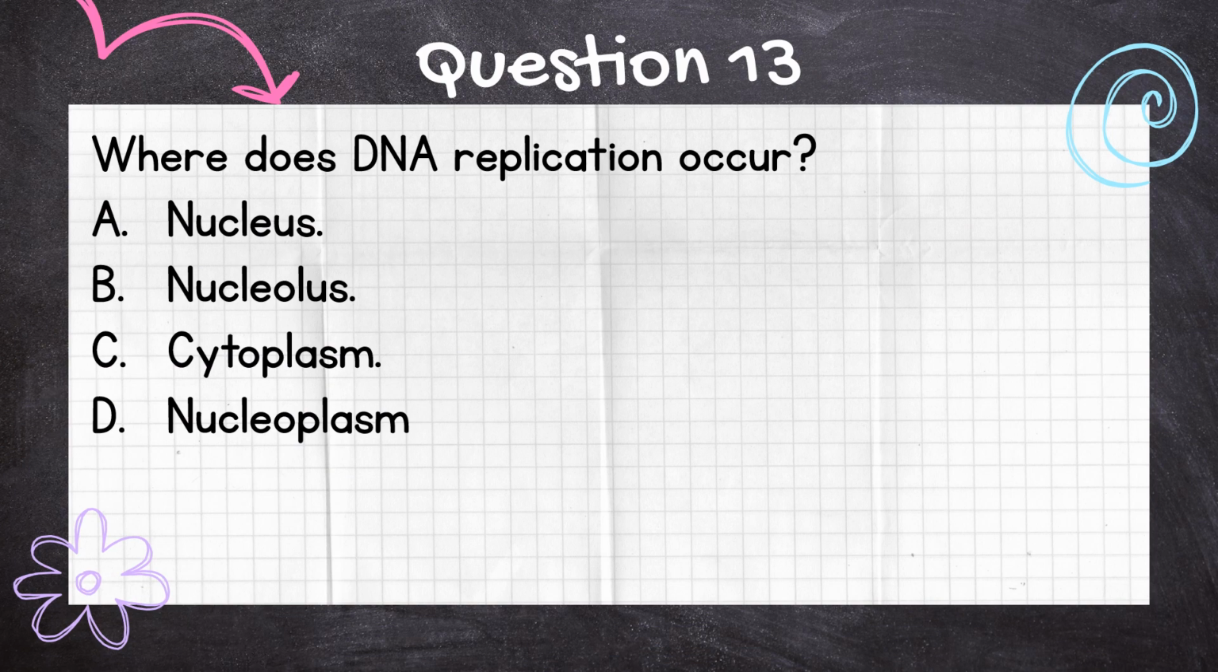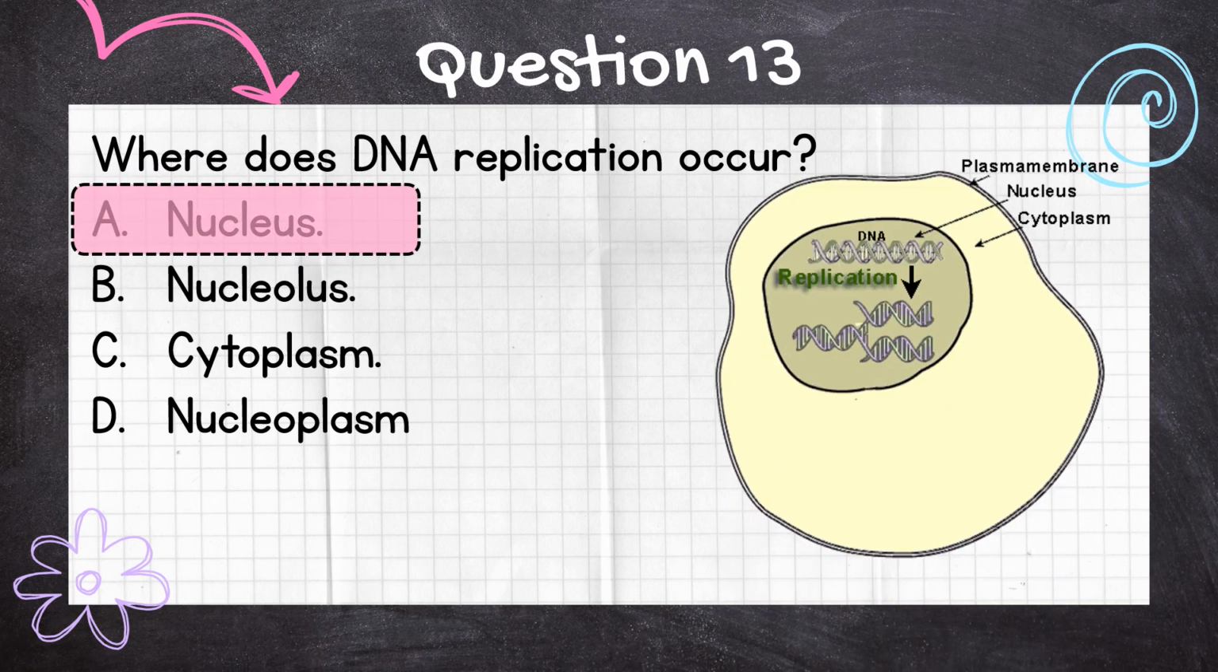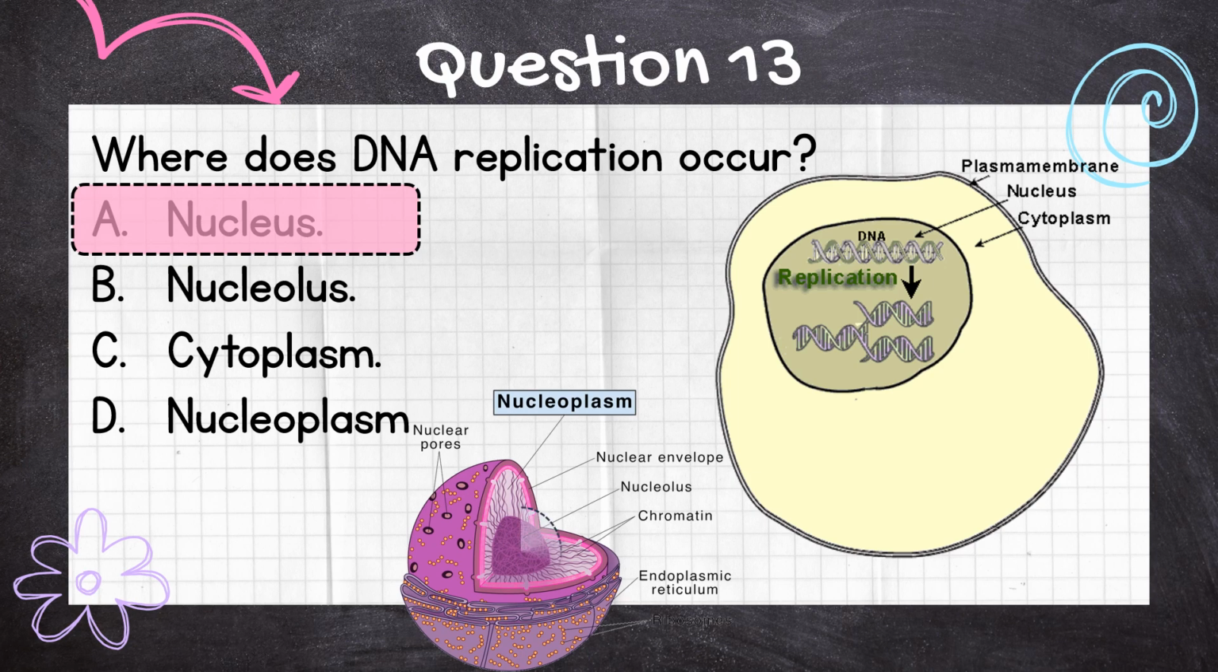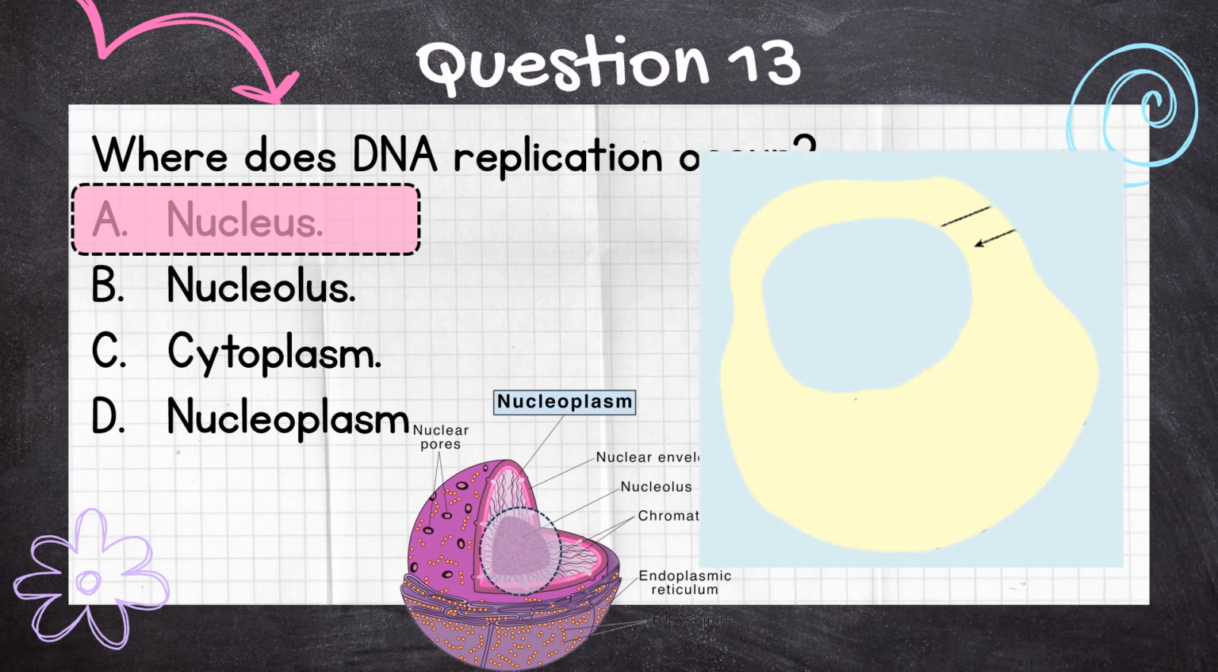Question 13. Where does DNA replication occur? The answer is nucleus, as shown in the figure. Nucleolus is the dense, dark area of chromatin involved in making rRNA for the synthesis of ribosomes, while cytoplasm is the jelly-like structure outside the nucleus. Nucleoplasm is the fluid in the interior part of the nucleus containing chromatin.